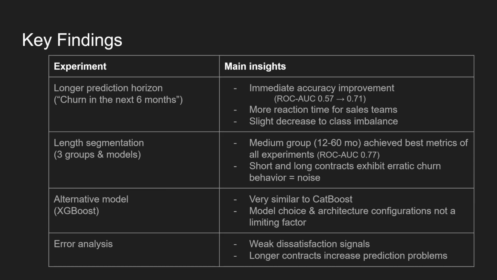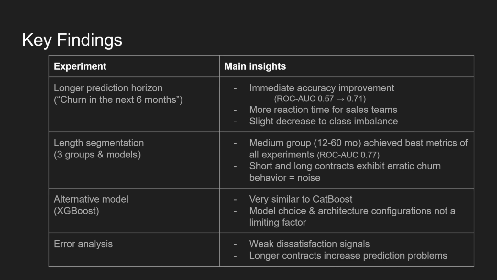The key findings, then, summarized. For the time horizon experiment, I immediately saw an improvement in the prediction accuracy. The AUC went up from 0.57 to 0.71. This also gives more reaction time for the sales teams, which was very important, and a slight decrease in the class imbalance, since a churn is now represented by 6 labels rather than just 1.